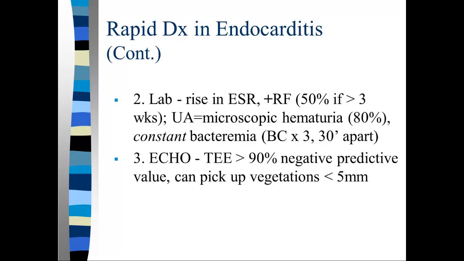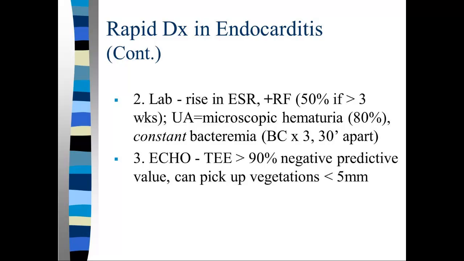It seems like every patient who comes in the hospital has a urinalysis, so if we're suspecting endocarditis, it's very easy to check the UA and document microscopic hematuria. Also, the difference between routine bacteremia and bacteremia associated with endocarditis is persistence, right? If you have somebody with endocarditis, they're more likely to have multiple positive blood cultures, and so we want to try to document that in patients we suspect.